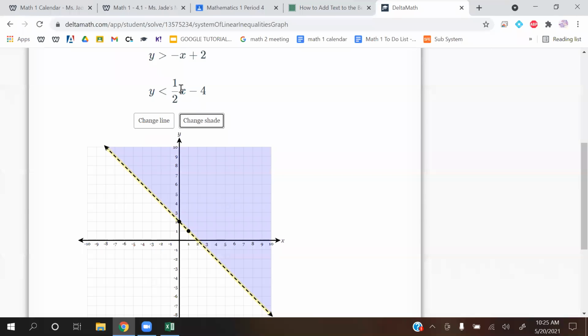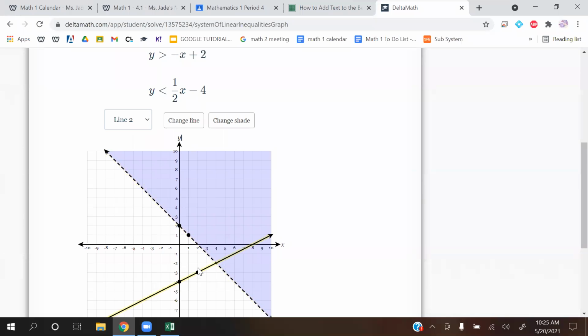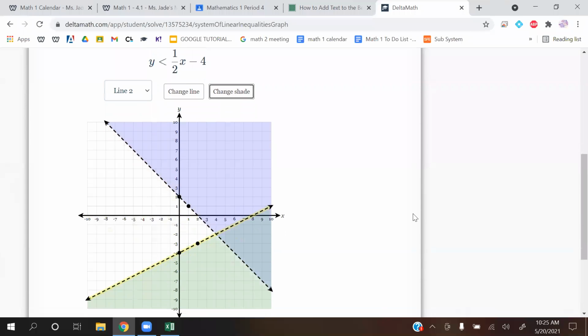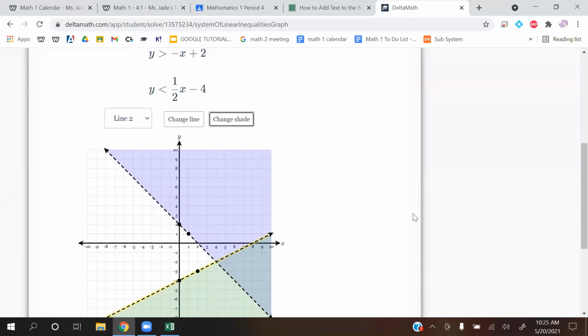Next equation, it says y is less than or equal to 1/2 x minus 4. So minus 4 is your y-intercept. This is your slope, so it's rise of 1, run of 2. So I'm going to go up 1, right 2. So that's my line. It says less than, no underline, so I want this to be dotted. And it says y is less than, so I want to shade down. Oh, I guess I could show the equations too. This is what it looks like. Are there any questions until here?